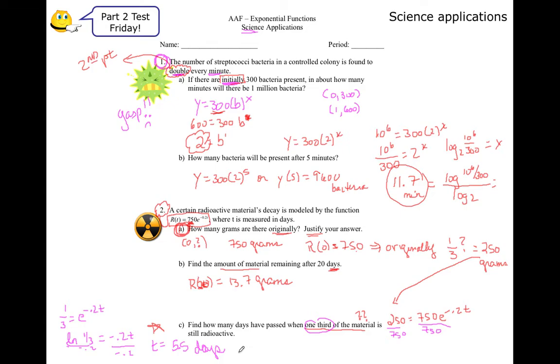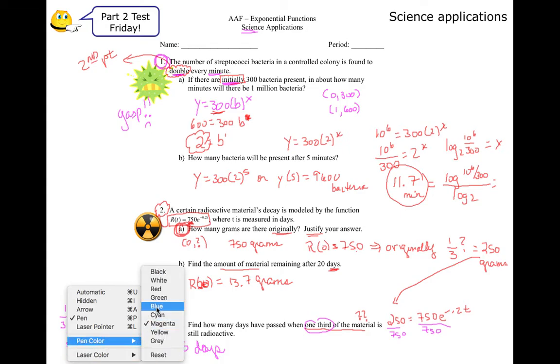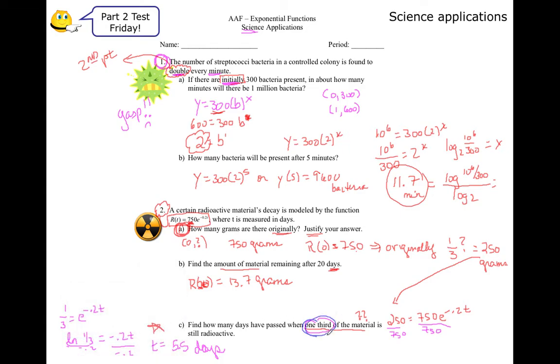So notice a shortcut. I could have done a shortcut to this problem. As soon as I saw the 1/3, I could have jumped right to here. That will always happen. What do you think? How do you think that would be? Find how many days have passed when one half of the material is still radioactive.